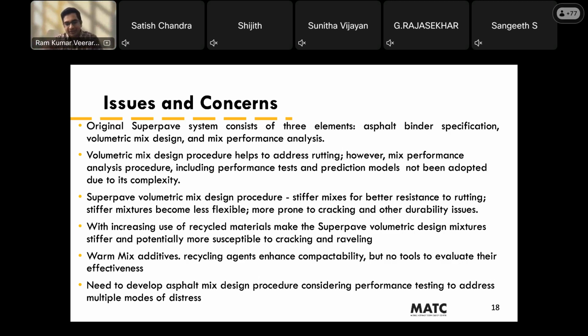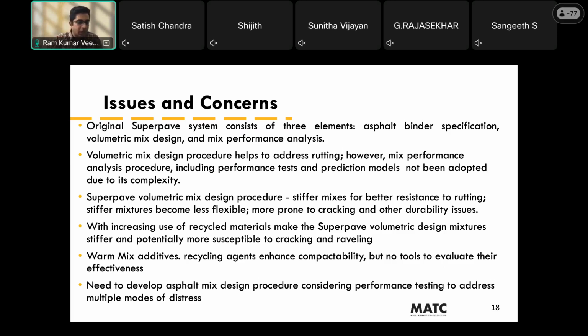So this cracking and rutting issue was a major reason why the mix performance analysis was required. And the reason why it was not being adopted was because it was too complex for the state DOT personnel to understand in order to assess the mix performance.